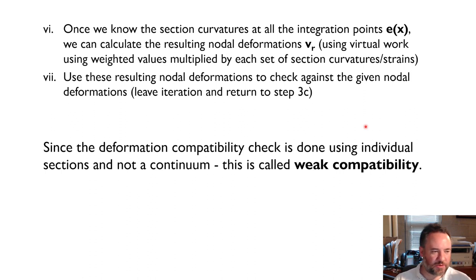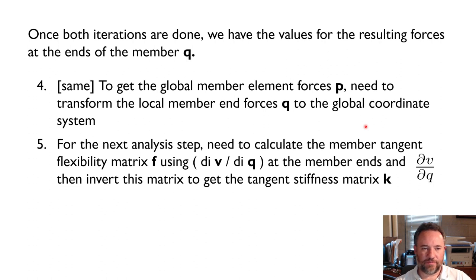So the displacement-based beam column was weak equilibrium because I made an assumption on curvature that wasn't necessarily true, and that's where the assumption comes in. And in this one, the assumption comes in because I am using Gaussian quadrature to estimate the deformation at the ends based on the strain profiles at each individual integration point. Phew.